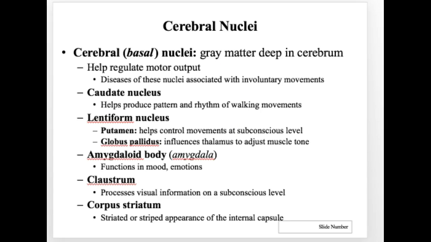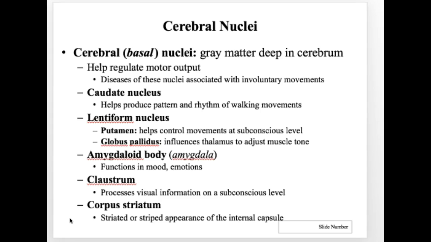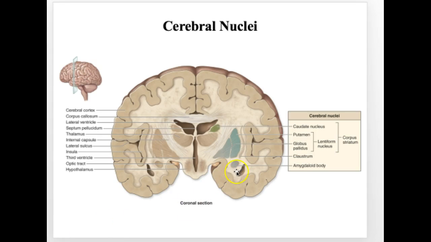I want to mention the cerebral nuclei, which are groups of cell bodies that are deep in the cerebrum and make up the gray matter portions that we see deeper in the cerebrum. These are mostly responsible for regulating motor output, and diseases of these nuclei are associated with involuntary movements. Other areas to point out here include the amygdaloid body, which is an important component of the limbic system and mediates the fear response.